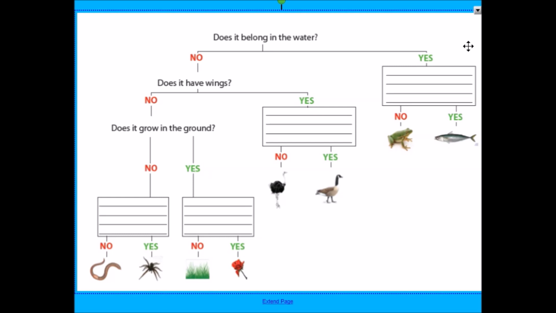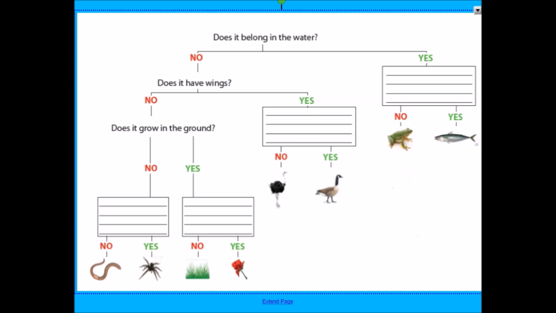Now, I need to think of a question which will differentiate between the frog and the fish and help us identify which is which. So I'm thinking very carefully. I'm thinking about the features of a fish. I know that fish live in water. I know that fish breathe through their gills. So I'm going to use that as my main question. So, does it breathe using gills? Yes, it's a fish. No, then it's a frog. And there you go. I'll leave the other 3 boxes up to you because that's part of your activity.